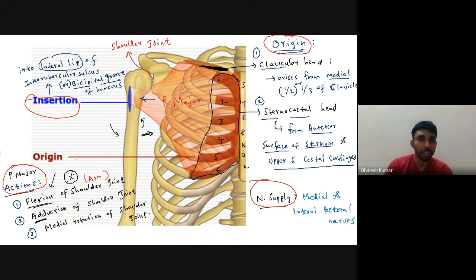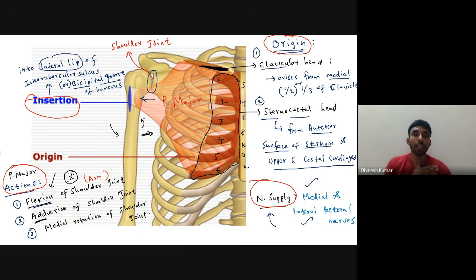Fine. And nerve supply: pectoralis major is supplied by the medial pectoral nerve as well as the lateral pectoral nerve. Medial and lateral pectoral nerves. Then, what about the actions? Can you see the pectoralis major muscle is crossing the shoulder joint? It is crossing the shoulder joint on the way to get inserted into the humerus, isn't it? So it acts on the shoulder joint.